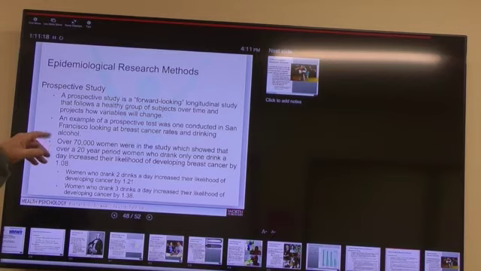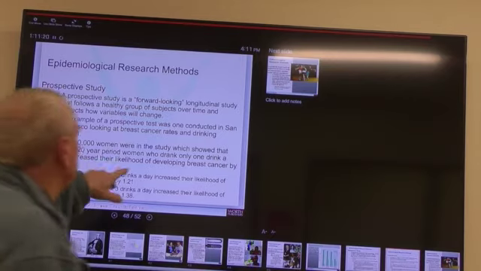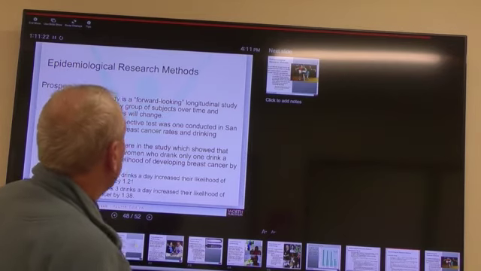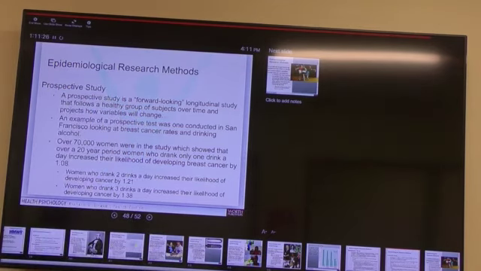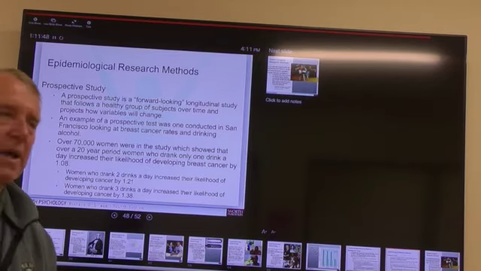Prospective study is a forward-looking longitudinal study that follows a healthy group of subjects over time and projects how variables will change. An example of a prospective test was one conducted in San Francisco looking at breast cancer rates and drinking alcohol. Now, drinking alcohol is one of those subjects that a lot of people don't want you to talk about because they want to drink their martinis. They want to drink, so they don't want anybody to tell them how bad it is.